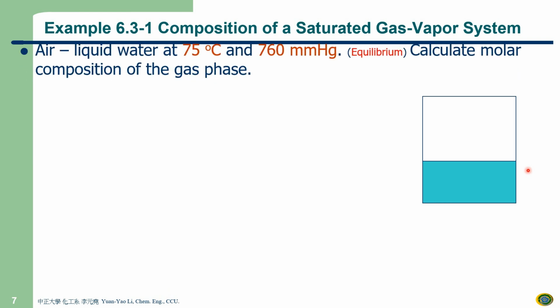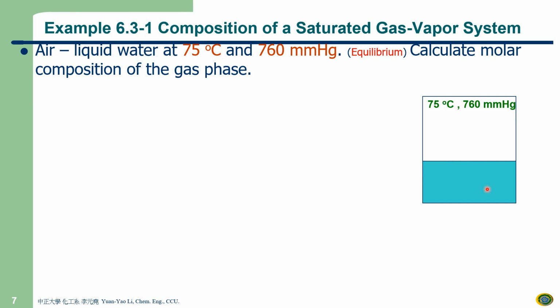Okay, so if I ask you, is the air and liquid water at 75 and 760 millimeters of mercury at equilibrium? Calculate the molar composition of the gas phase. So if I give you the temperature and pressure, I want you to find the composition in the gas phase. Composition means the molar fraction of the water and the molar fraction of the air in the gas phase. Of course, the molar fraction of water in the liquid will be 1, right? So there's no point, there's no way to measure the molar fraction in the liquid phase.